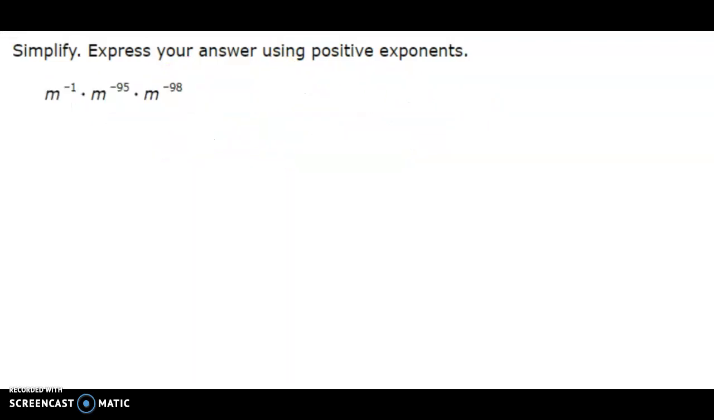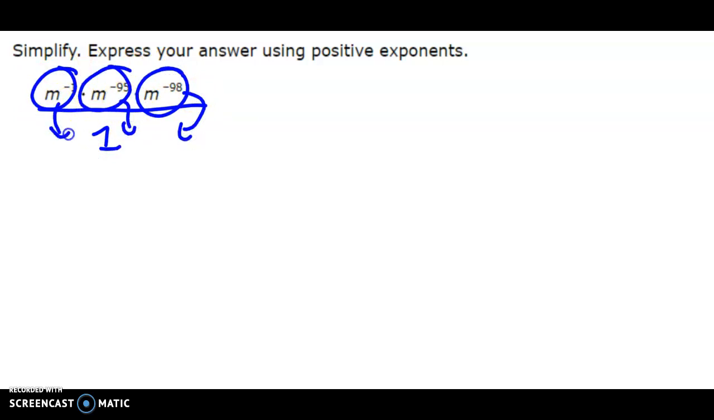Okay, this one right here, we're working with big numbers. Big numbers don't get scary. We're just going to put this over 1. We're going to circle all of these. Every single one of these is going to be moving to the other side to become positive. Nobody's left on top, so we're going to put 1.